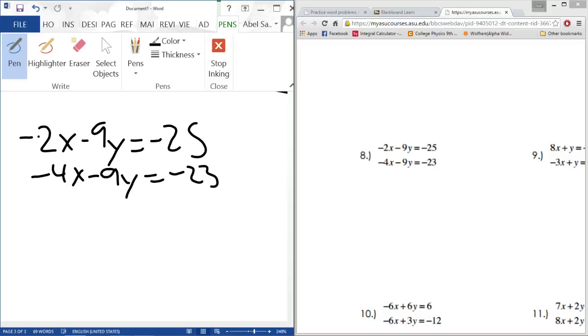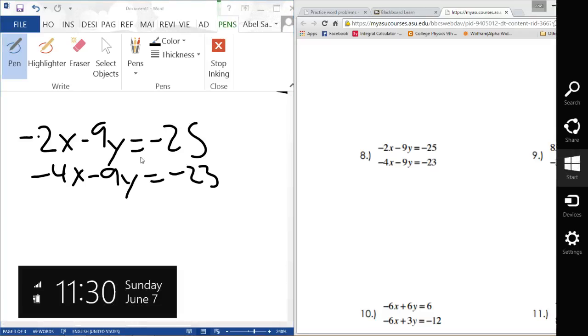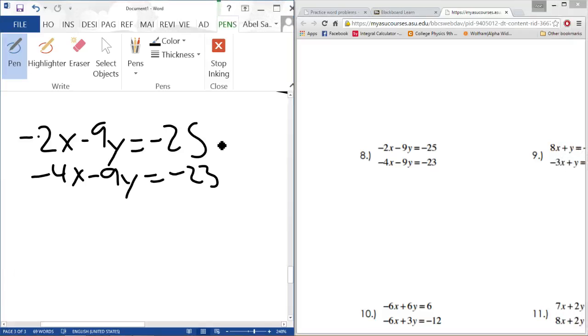We could do either one. We could turn the first equation into a positive, or the second. It doesn't really matter. Let's go with the first one, since it's already up there. So let's put up parentheses. What do you multiply a negative number by to get a positive number? A negative times a negative is a positive, right? So we're going to multiply this whole equation by negative 1.